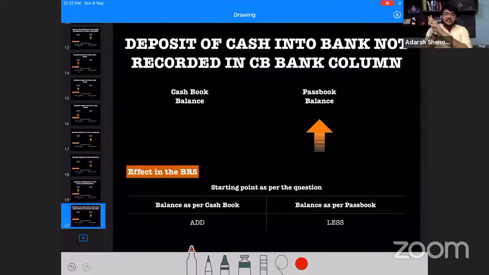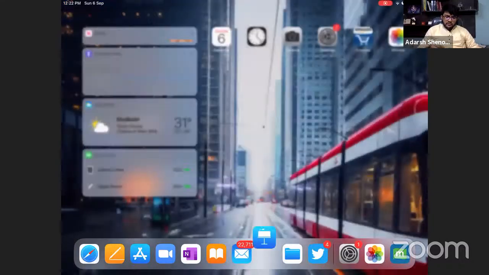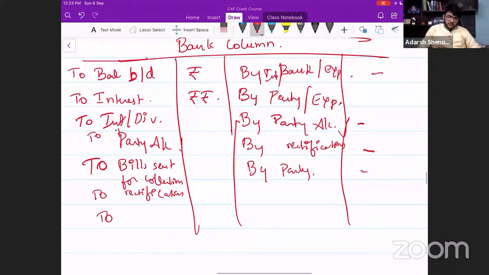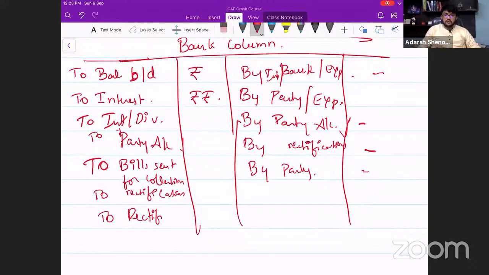Next one: deposit of cash into bank not recorded in the cash book bank column. Can you tell me what we should do about this? Should we record this or not? We should record this. On which side? Debit side or credit side? We should record it on the debit side. We have to write "to rectification", since it was not recorded. So, to rectification on the debit side. I hope everyone is comfortable with this.